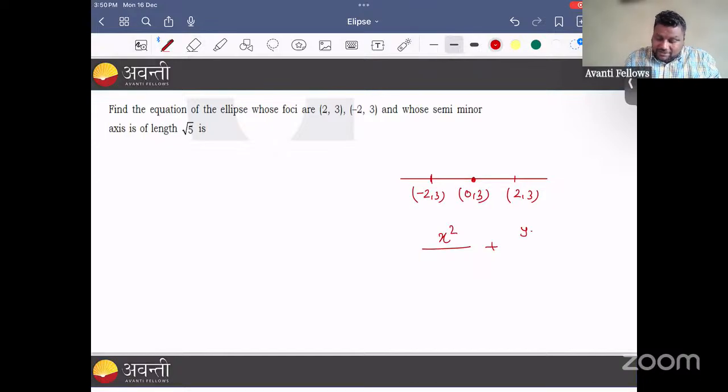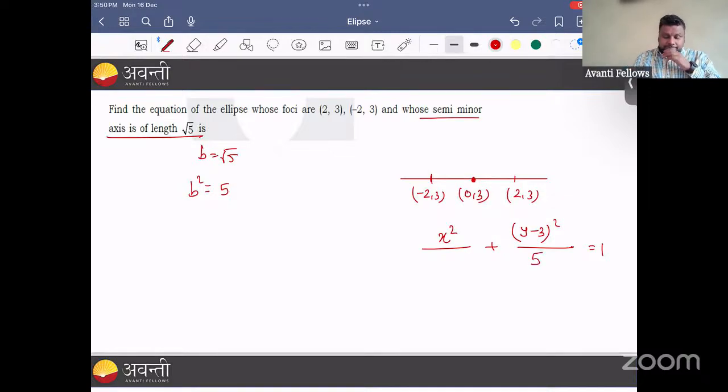So if center is 0, comma 3, this ellipse will be something like x square upon something, y minus 3 whole square upon something is equal to 1. Now you just need to find the denominators of x square and y square, meaning we just need to find the values of a and b. Now see, they are saying semi-minor axis is of length root 5. Meaning b is root 5. So b square is what? 5. So this came 5.